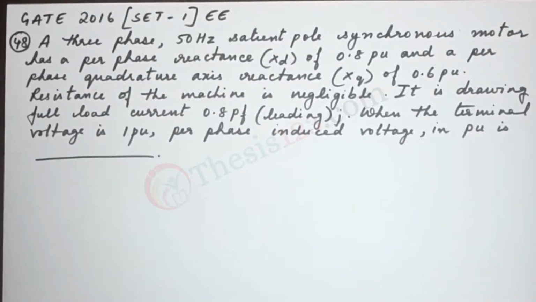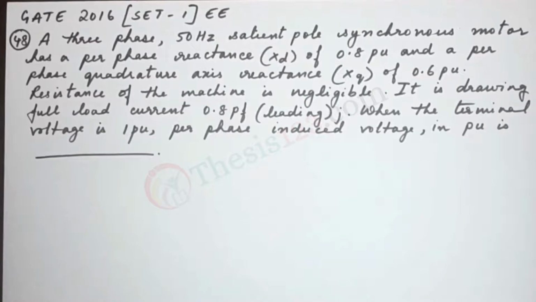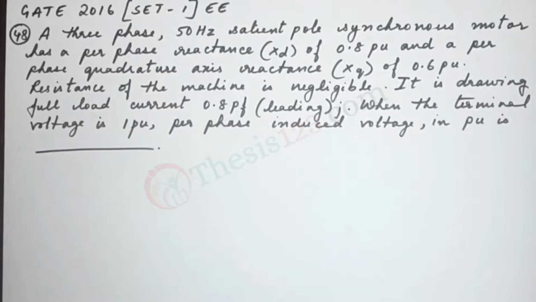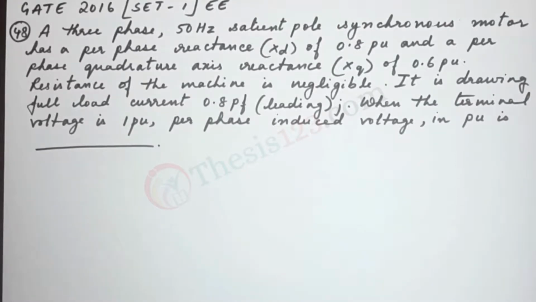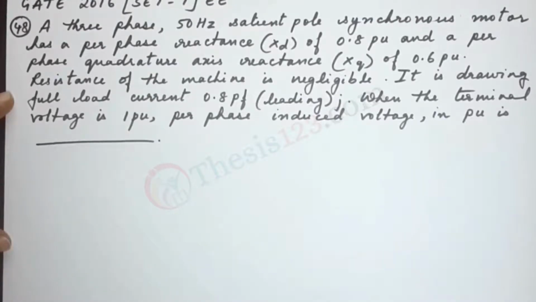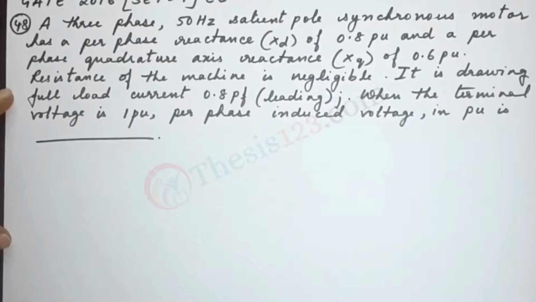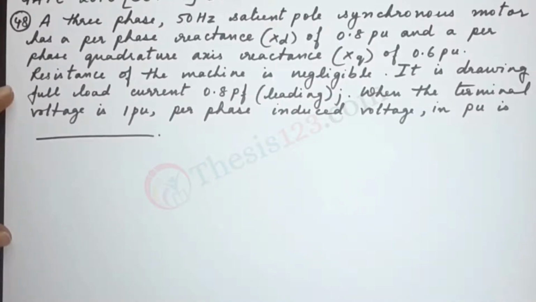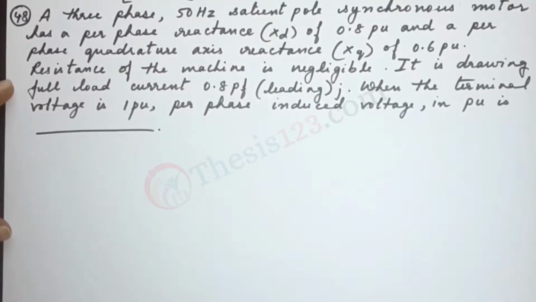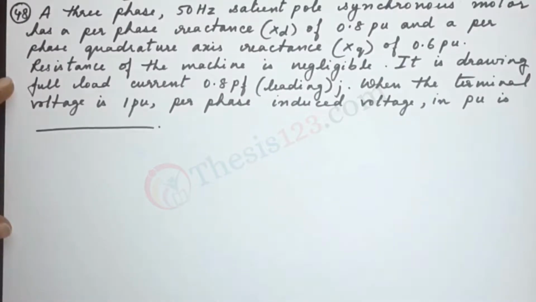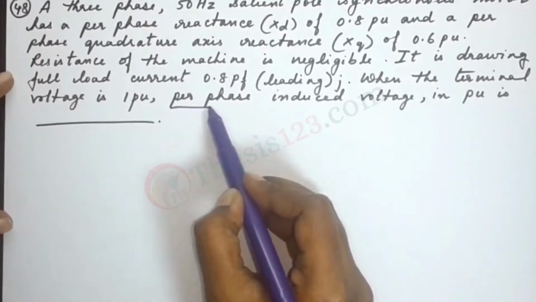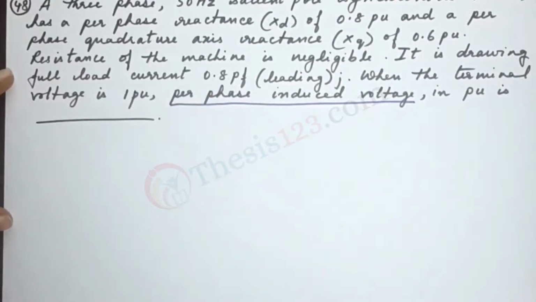Here's the next question, number 48. A 3-phase 50 Hz salient pole synchronous motor has a per phase reactance XD of 0.8 pu and a per phase quadrature axis reactance XQ of 0.6 pu. Resistance of the machine is negligible. It is drawing full load current of 0.8 power factor leading when the terminal voltage is 1 pu per phase. Induced voltage in pu is dash. Per phase induced voltage is what we have to find.